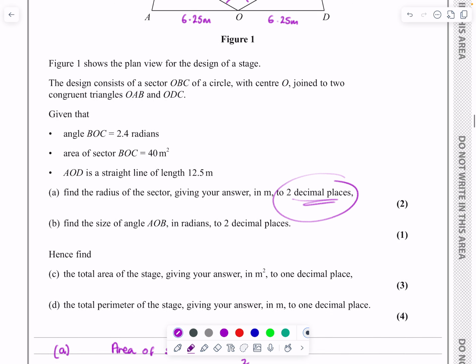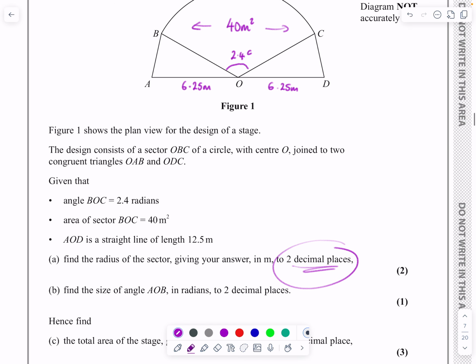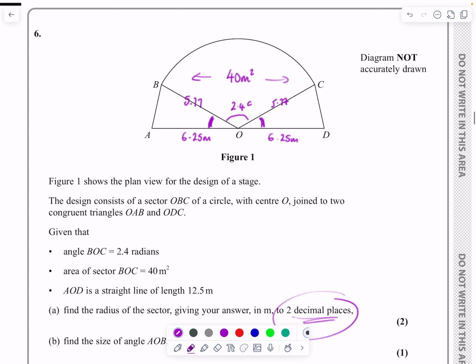Part B, find the size of the angle AOB in radians. So let's just put 5.77 on the diagram just in case we need it later on. It says, find the size of the angle AOB. So AOB is this angle here. And if we want to work out that one, well, if you think about it, looking at the diagram, those two are going to be the same as each other because it's congruent triangles.